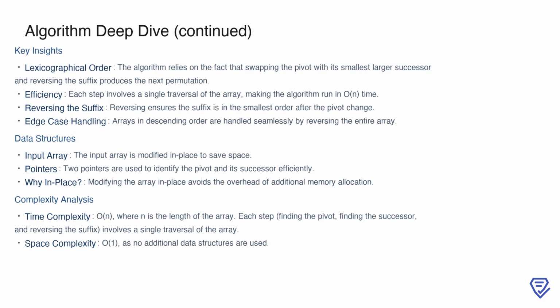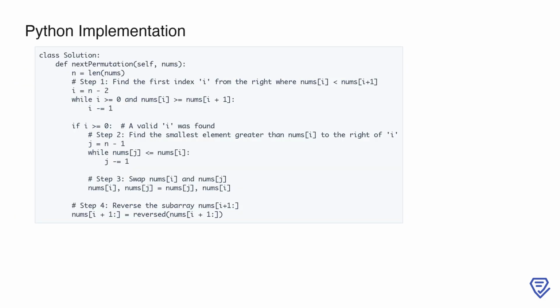next lexicographical permutation. This code solves the next permutation problem by implementing an efficient algorithm. The goal is to transform the given array into its next lexicographical permutation. If the array is in descending order, it resets to the smallest permutation, ascending order. Step-by-step explanation. Step 1.